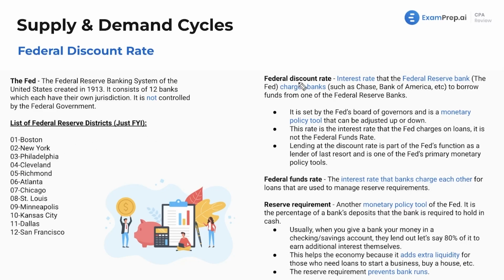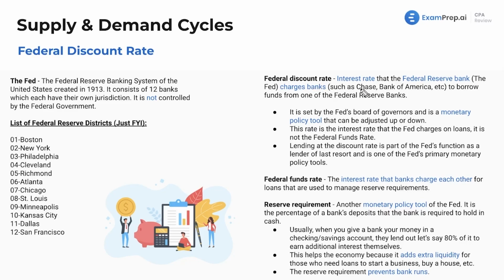Now, the federal discount rate. Now is where we're getting into terms you really do need to know, not just background. This is the interest rate that the Federal Reserve Bank, the Fed, charges banks, Chase, Bank of America, to borrow funds from one of the Federal Reserve Banks. Let's talk about this. We've got Chase, and this is just how it works for the test. Maybe you work in this industry and it works differently, but I teach you for the exam because you've got to get through it. All right.